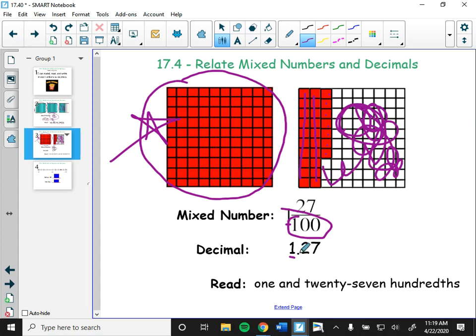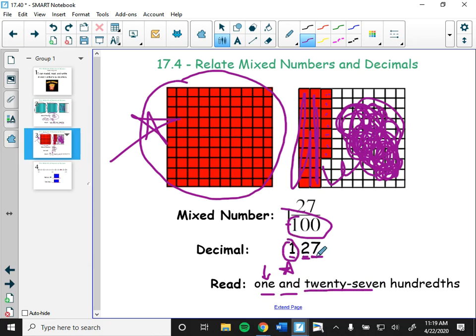So we have one whole. We have 2 tenths, and then we have 7 hundredths. 1, 2, 3, 4, 5, 6, 7. 7 hundredths, because it's out of 100. So you read that as one and, because remember the and tells us that this is our whole number. So 1 and 27 hundredths ends in the hundredths place value.